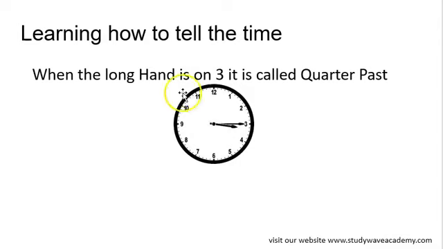We have here, when the long hand is on 3, it is called quarter past. Now, the long hand has moved from 12 to 3. When you see the long hand at 3, it is called quarter past. It is what? Quarter past. It has moved from 12 to 3. So anywhere we see the long hand at 3, it is called quarter past. Okay? So we are going to be using some examples like we did in the previous one to tell the time with quarter past. Are we ready? Okay, let's go.